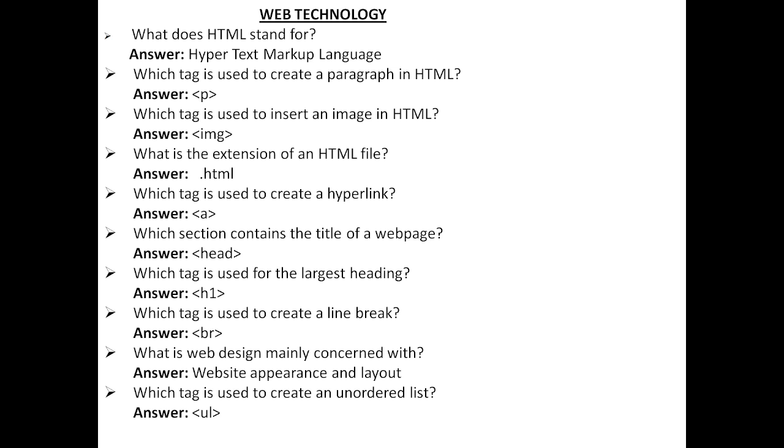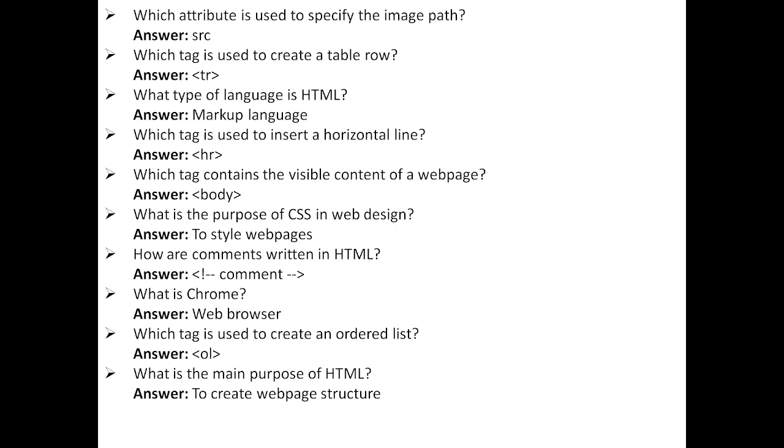What is web design mainly concerned with? Website appearance and layout. Which tag is used to create an unordered list? That is UL is unordered list. For ordered list, OL is used in tag. Which attribute is used to specify the image path? That is SRC. Which tag is used to create a table row? That is tag tr.